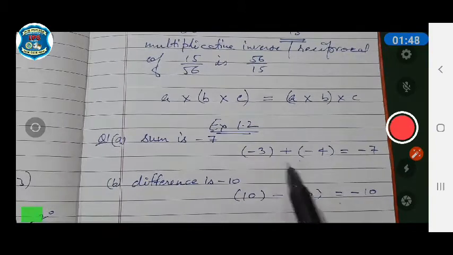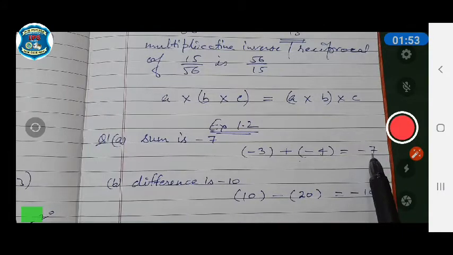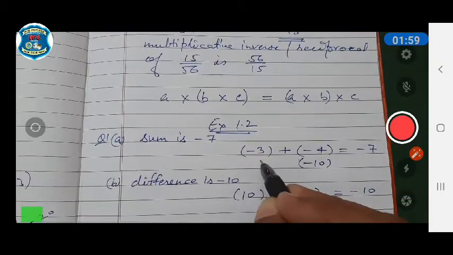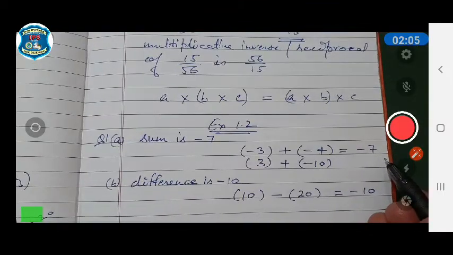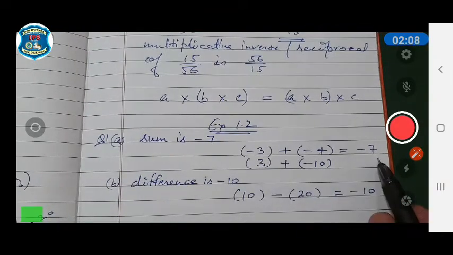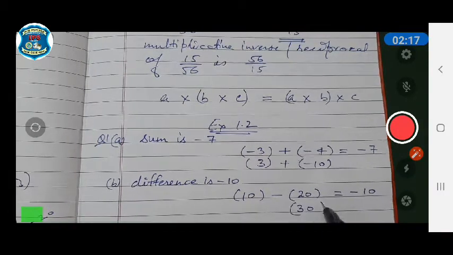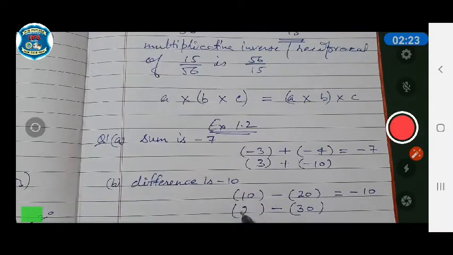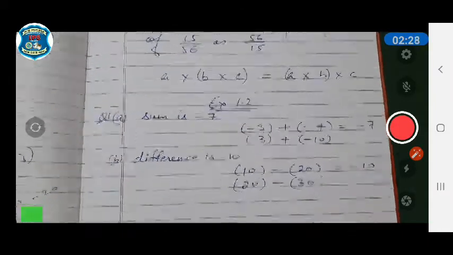Understood? See, minus 3 and minus 4 is what? Minus 7. If you want to write minus 10 and suppose it is plus 3, then again what will you get? The same result. Minus 10 plus 3 is minus 7. Understood? 10 minus 20 is what? Minus 10. If you have written here 30, then what will you write here? Tell me. To get minus 10, you have to write 20. 20 minus 30 is what? Again minus 10. You can make as many examples as you want.